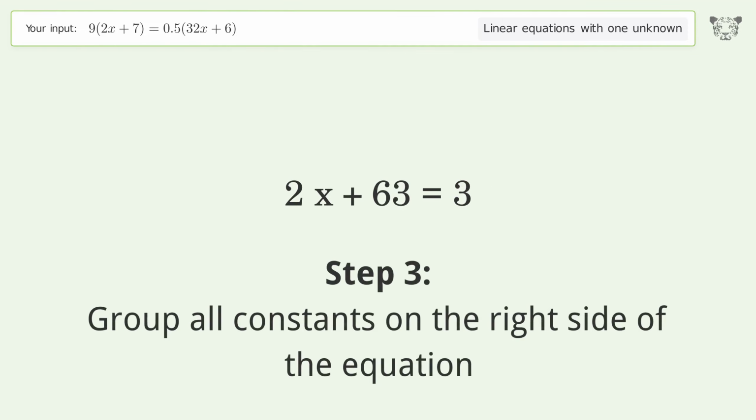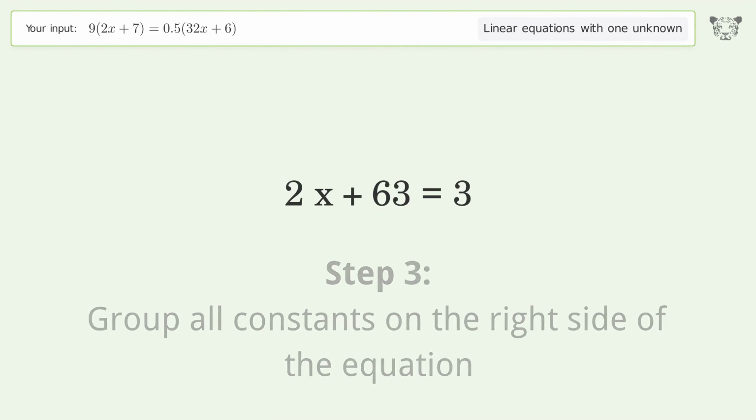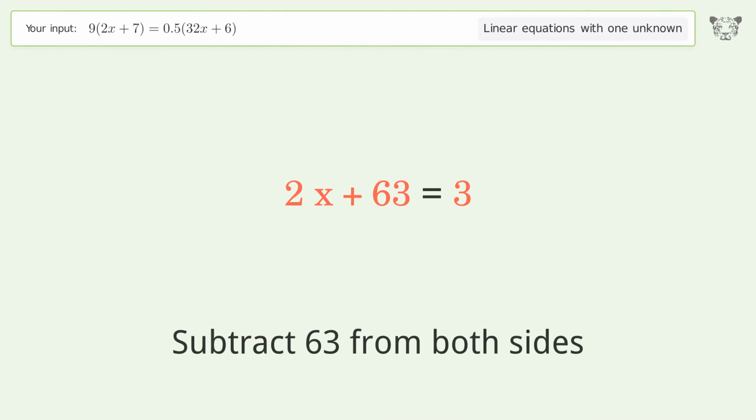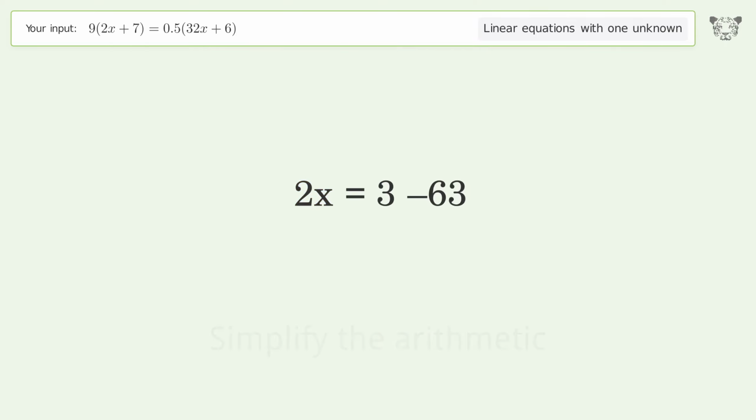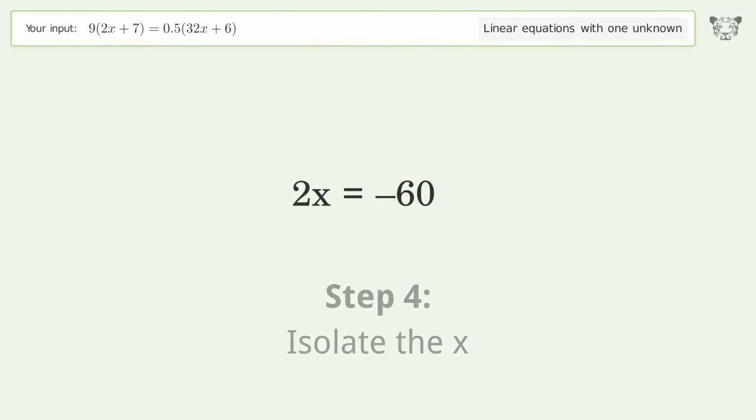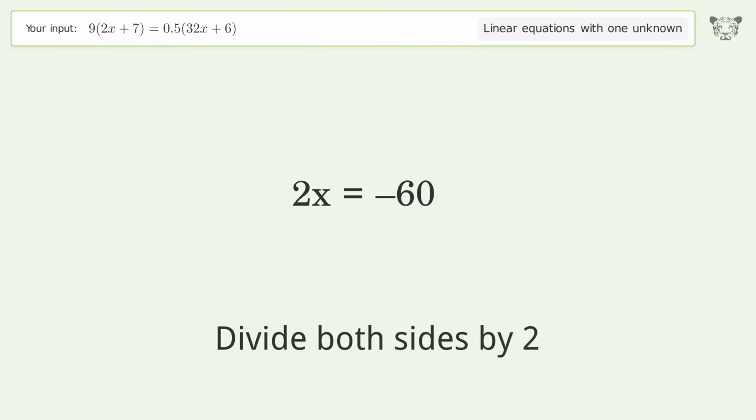Group all constants on the right side of the equation. Subtract 63 from both sides. Simplify the arithmetic. Isolate the x. Divide both sides by 2.